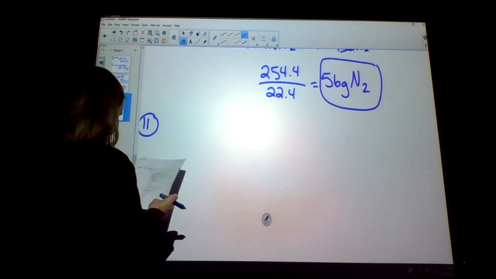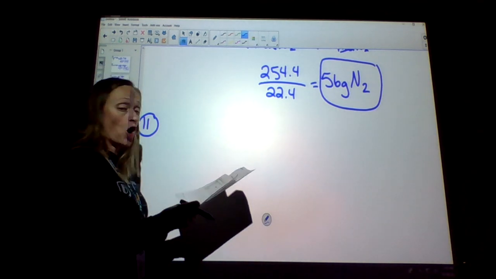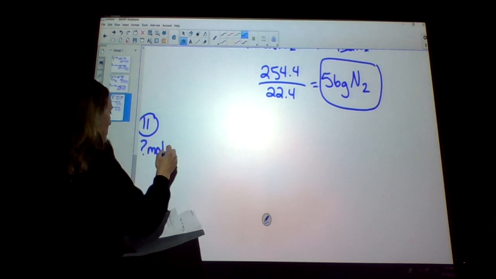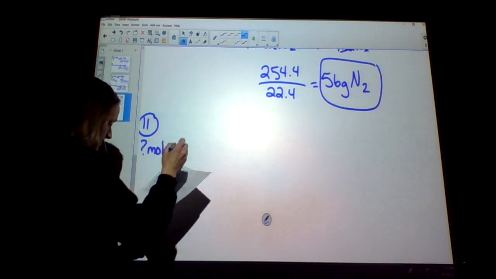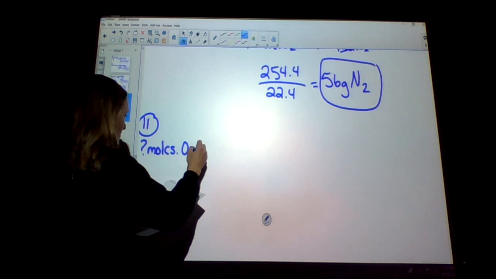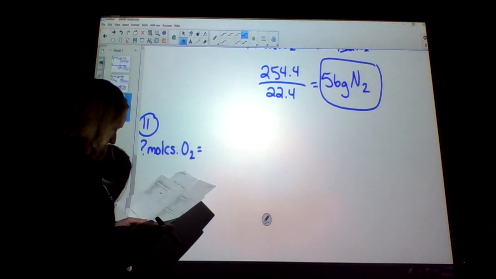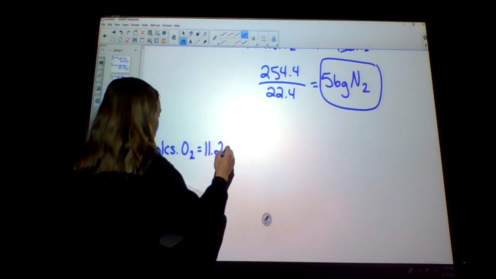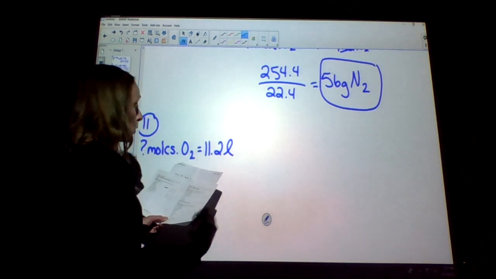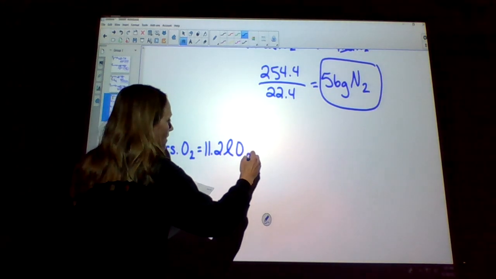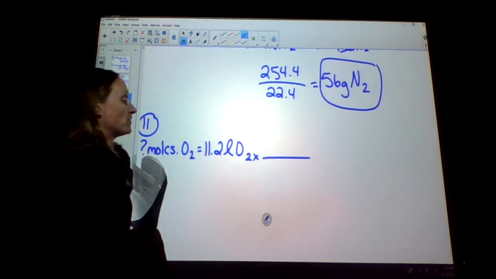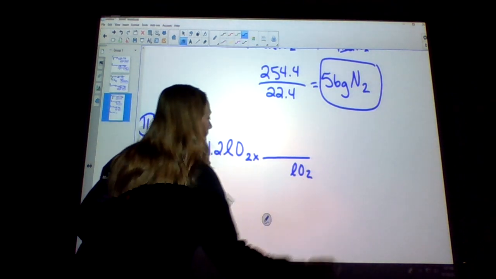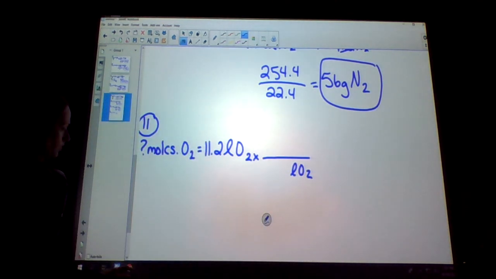With number 11 through 13, we're finding our number of molecules. And we are specifically working with oxygen. So this time, we are given 11.2 decimeters cubed or liters of oxygen. If we want our volume to cancel, we're going to put liters down here in the bottom. And we're going to go to our mole diagram.